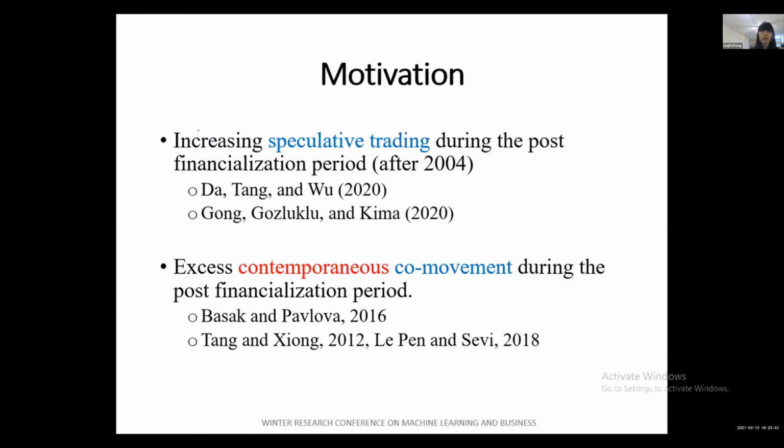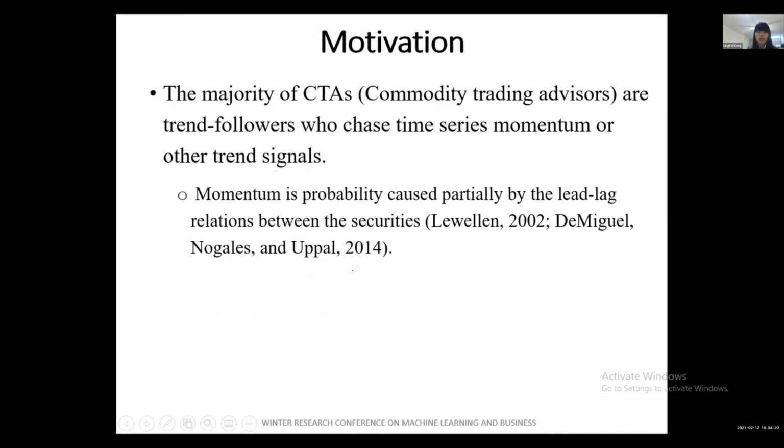My next motivation is about the increasing speculative trading during the post-financialization period. For instance, Da, Tang and Wu 2020 find that during the post-financialization period, there are sentiment spillovers among index futures. This causes price reversal for index futures, but this relation doesn't exist for non-index futures. Gong et al. 2020 find that speculators' spreading position can negatively affect commodity returns. Researchers also find excess contemporaneous movement during the post-financialization period.